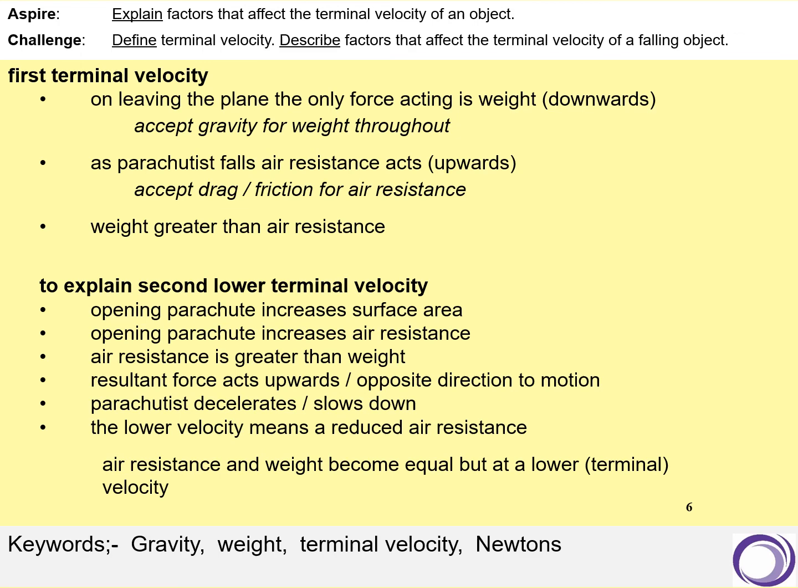On the second part of the graph, the parachutist will open the parachute. That increases the surface area, which increases the air resistance. The air resistance is then greater than the weight, which means they decelerate, and then eventually air resistance and weight become equal, and it's a new lower terminal velocity. So we've talked about the forces and we've done it clearly. That would give you the 6 marks.